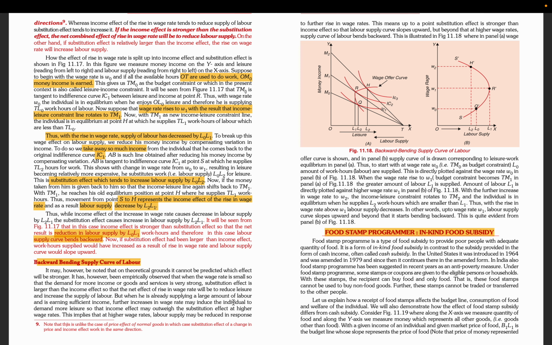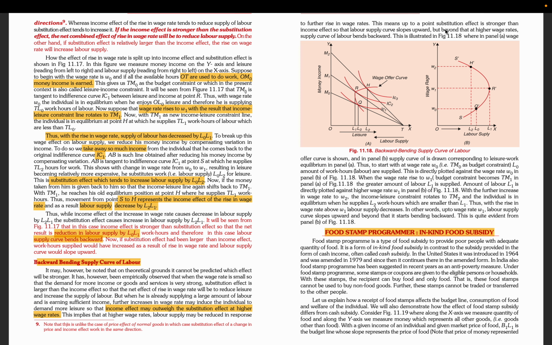But when he is already supplying a large amount of labor and is earning sufficient income, a further increase in wage rate may induce the individual to demand more leisure, so that the income effect may outweigh the substitution effect at higher wage rates. This is the important portion. This is basically the crux of the backward bending supply curve as a whole. This implies that at higher wage rates, labor supply may be reduced in response to a further rise in wage rates. Okay, so you're going to reduce labor supply after a certain point when the wage rates are rising.